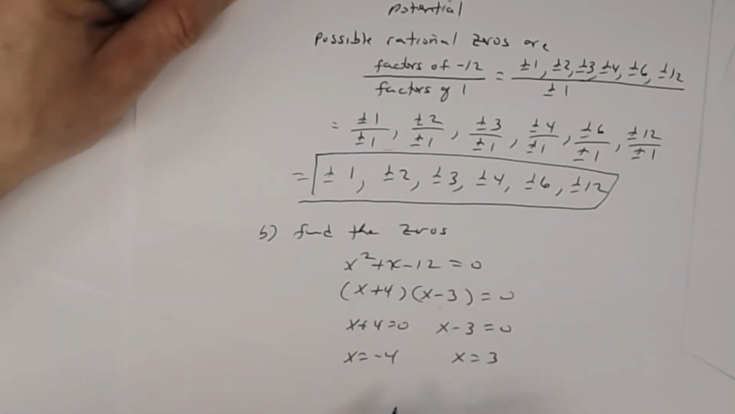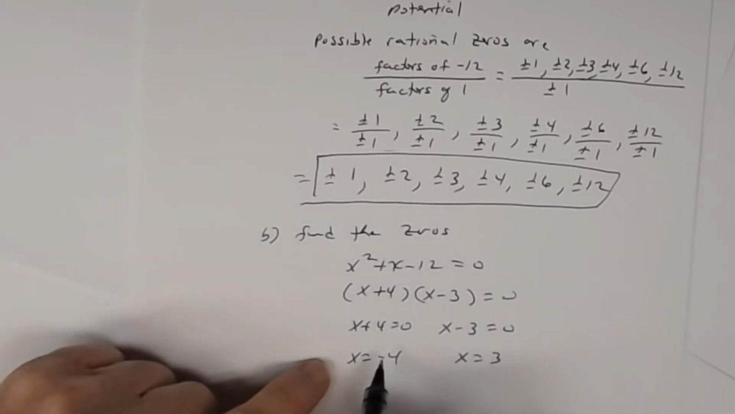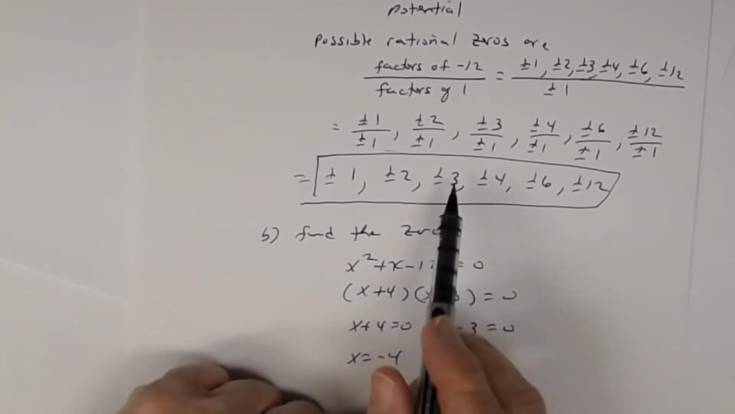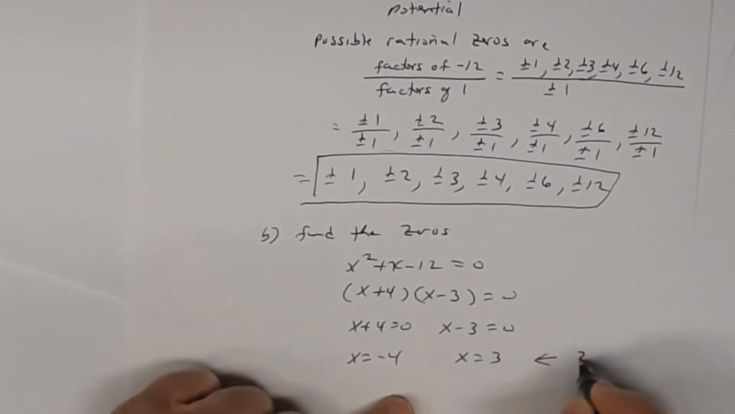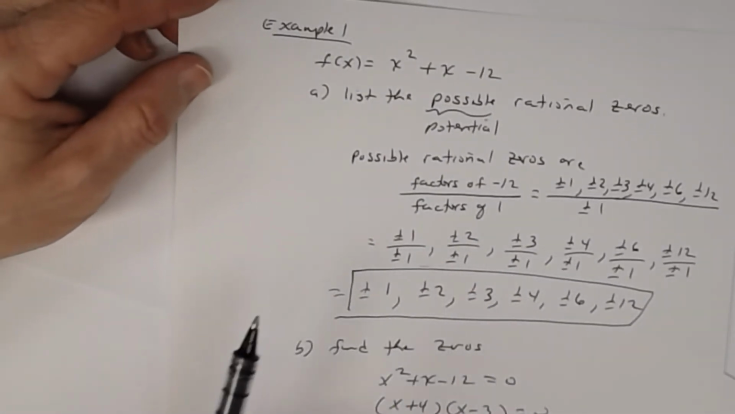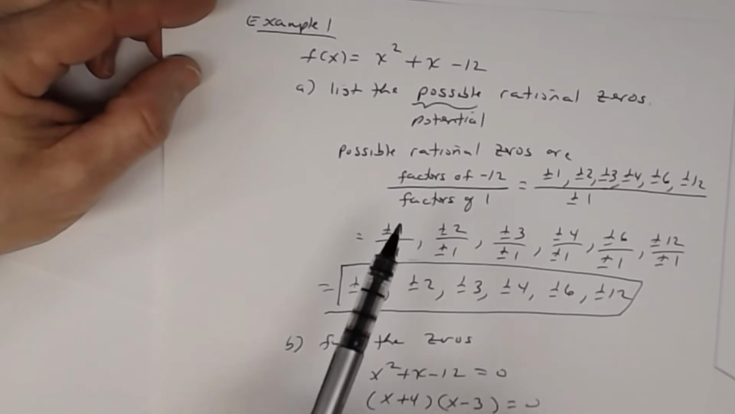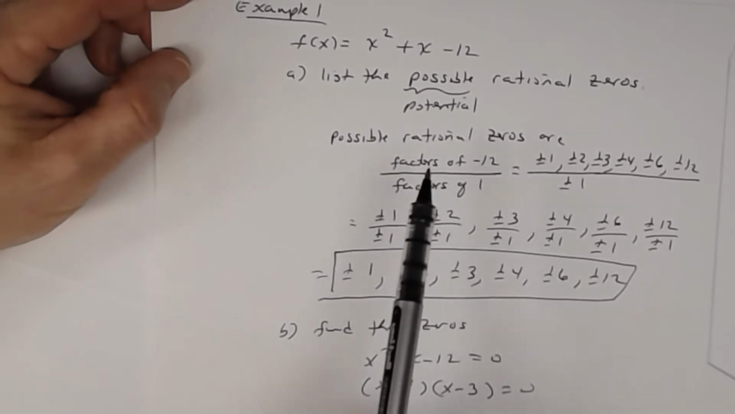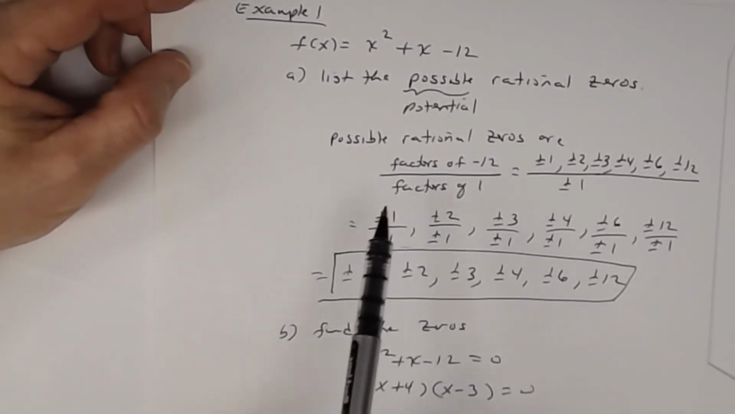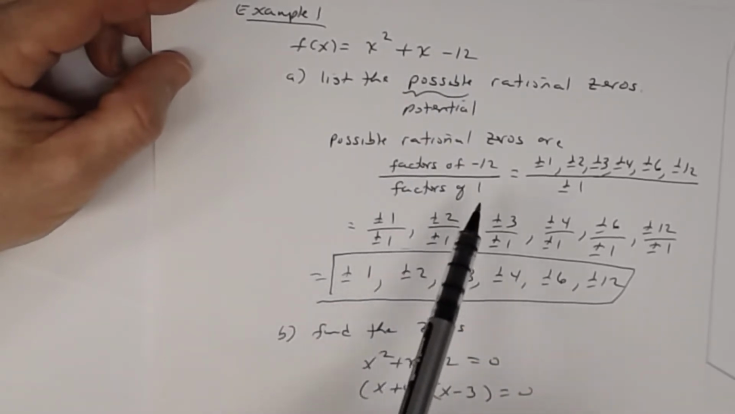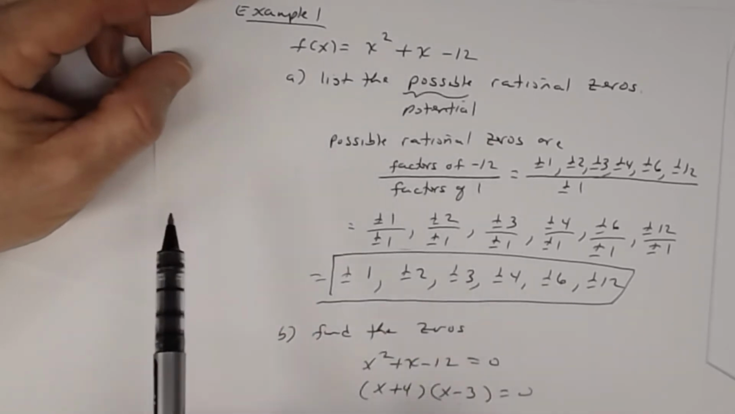Those are your zeros. And they're both rational. And notice, negative 4 is listed, isn't it? And positive 3 is listed. See that? So these are my 2 rational zeros. So the rational zero theorem only says this. If you have any rational zeros, it will be of the form P divided by Q, where P are factors of the constant coefficient and Q are factors of the leading coefficient.